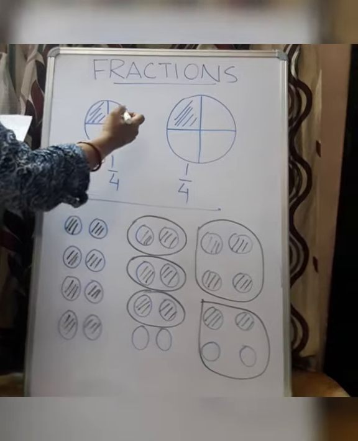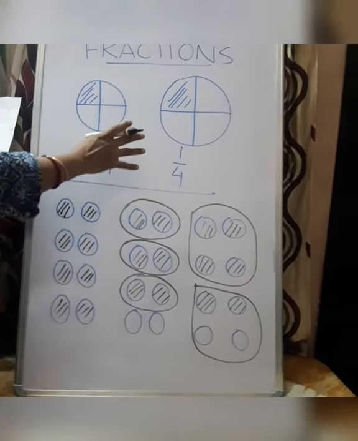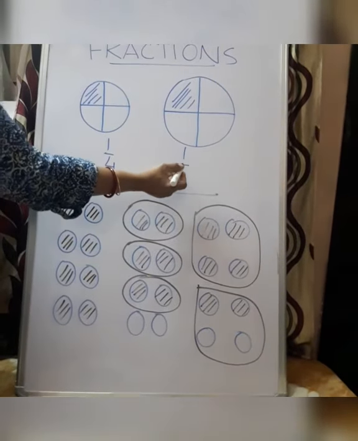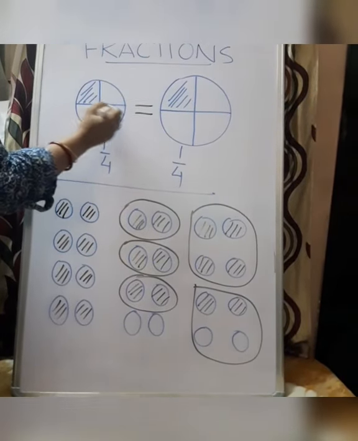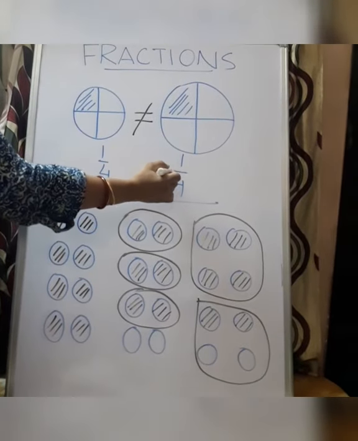For fractions to be equal, they should be from the same whole or equal sized wholes. Here this is also 1/4, separately this is also 1/4, but they cannot be compared because this is small and this is big. So we cannot say this 1/4 is equal to this 1/4.